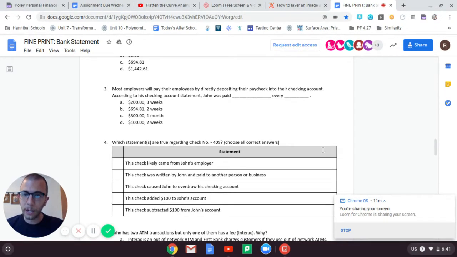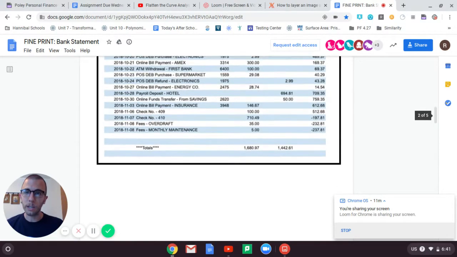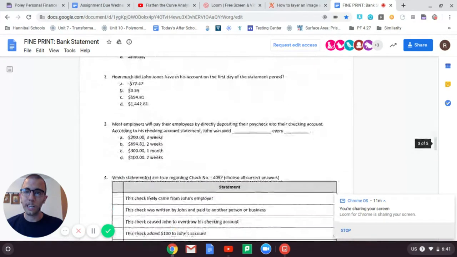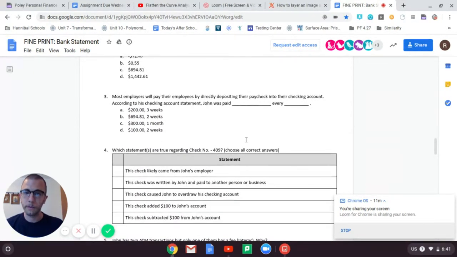Second thing, though, this check was written by John and paid to another person or business. Yes, that one is correct, right? I even already mentioned that before. Check number 409, a withdrawal for $100. So he wrote that check to somebody else or a business. He was paying them.